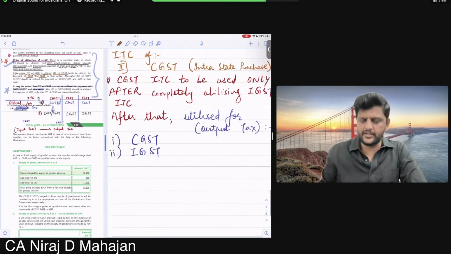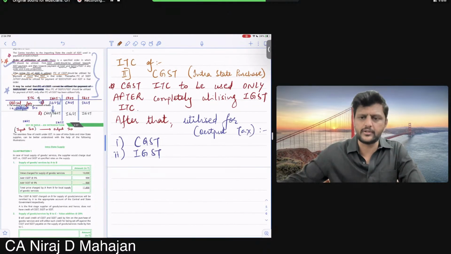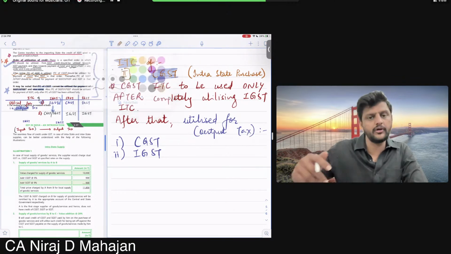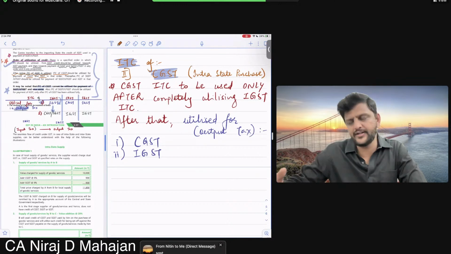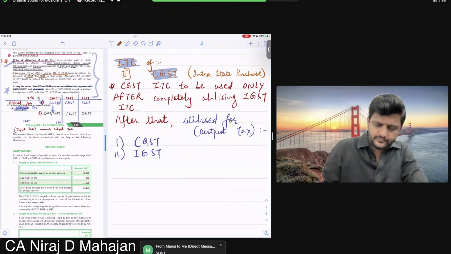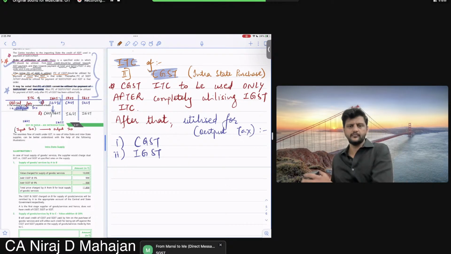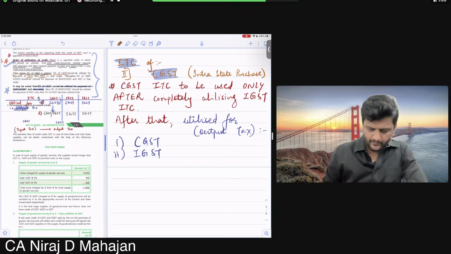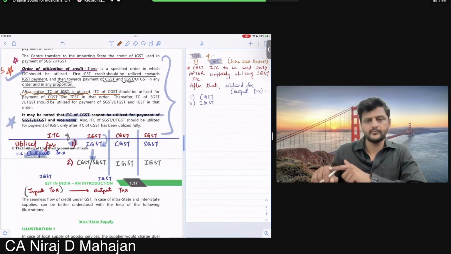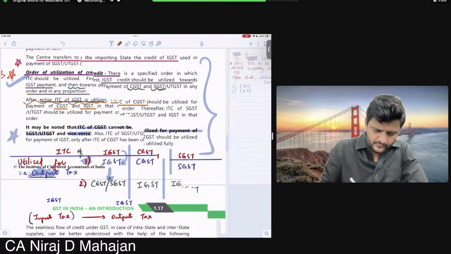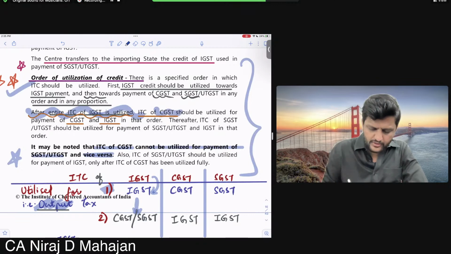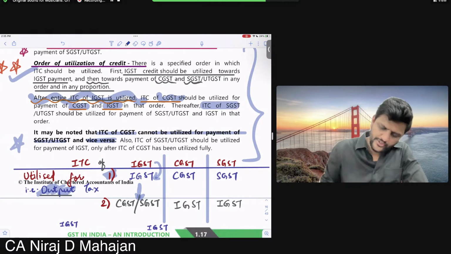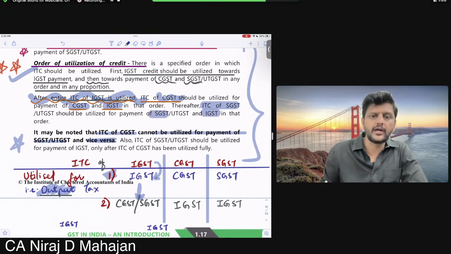Done. Now can you see, in a way, some rule is still applicable over here, that ITC of CGST is not available for output of SGST. Clear? Done or no? Can you go ahead everybody? Chalo. After entire ITC of IGST is utilized, only then can you use CGST for CGST first and then IGST. Correct? Thereafter, ITC of SGST should be utilized for SGST and then IGST. Clear everyone, okay till here?